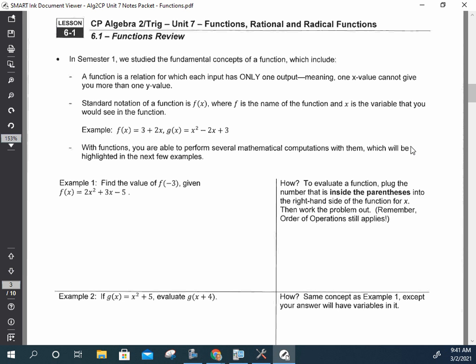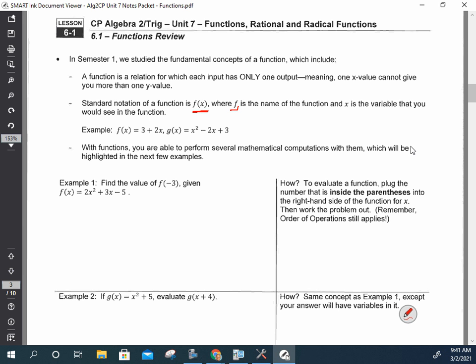As it relates to a function, in your case, you can see everything? Okay. All right, so when we work with a function, the standard notation of a function is f parentheses x. The f is the name of the function. The letter in front of the parentheses is the name of the function. The letter inside the parentheses is the variable that you should see.